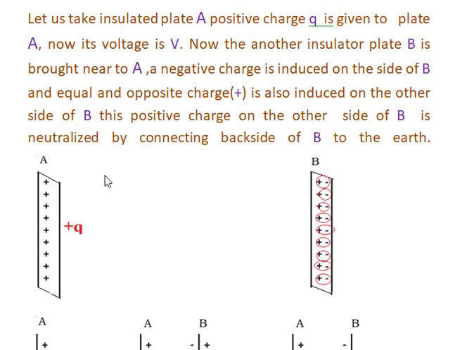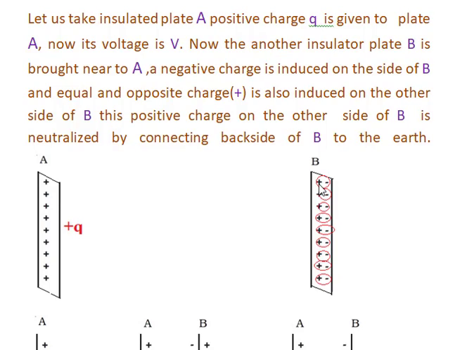We know well that the parallel plate capacitor consists of two plates, A and B. To the insulated plate A, a positive charge plus Q is given. Now the voltage on this plate is V. Now another insulated plate, B, is brought near to A. Already the plate B is an insulated plate.